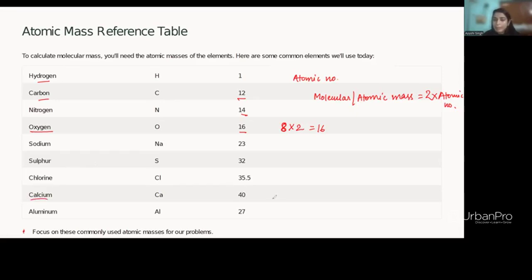Similarly, for example, for calcium, the atomic number of calcium is, it's easy, it's 20. So double of 20 would be 40, and that is the atomic mass of calcium. For some elements, it could be different, and you'll have to remember. For example, chlorine is 35.5. So this is a little bit different. Then for sodium, it's 23. That is something you have to remember. For aluminium, it's 27. If you can remember all these masses, you'll be easily able to solve the calculations.